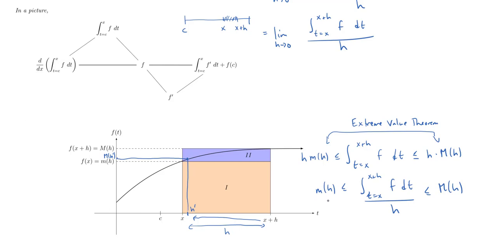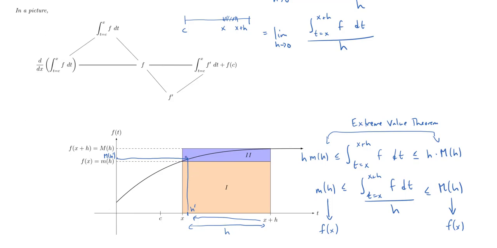So m of h and big M of h are both going to be converging to what value? Well, because we know that h is getting smaller and smaller, they're getting closer to whatever that value was at x itself. So each of these is actually converging to f of x. You can see in the picture m of h is already equal to f of x, but that's only because we used an increasing function.